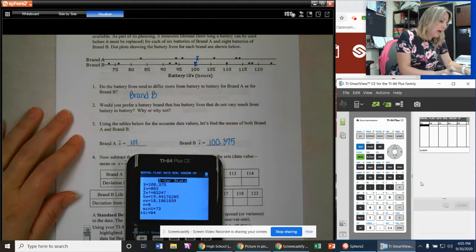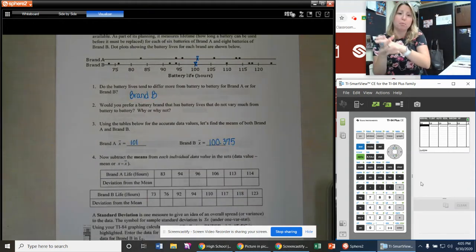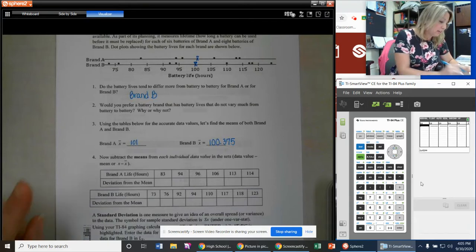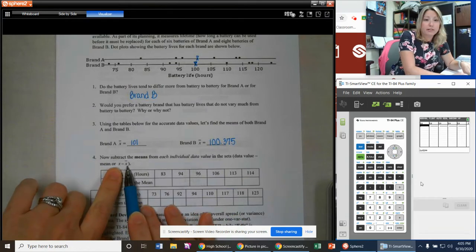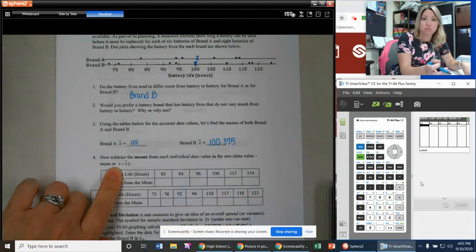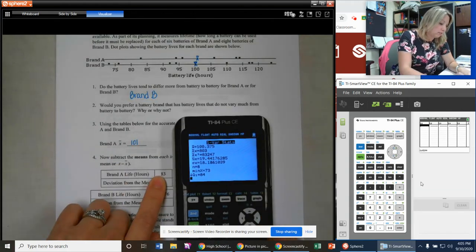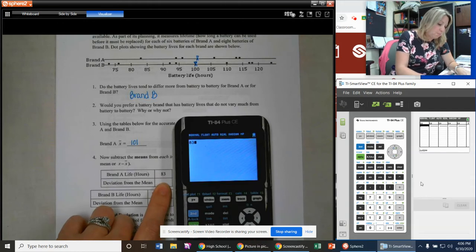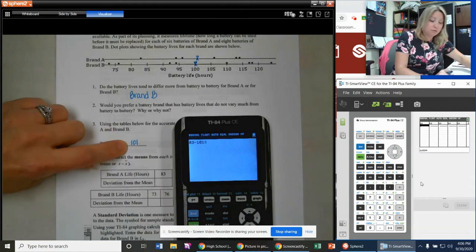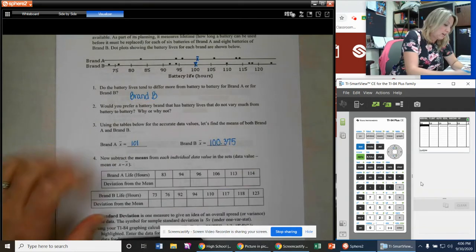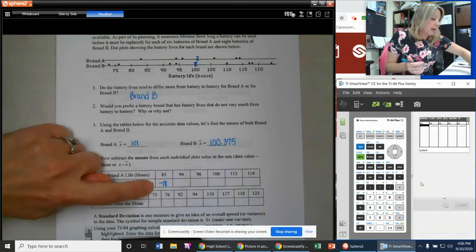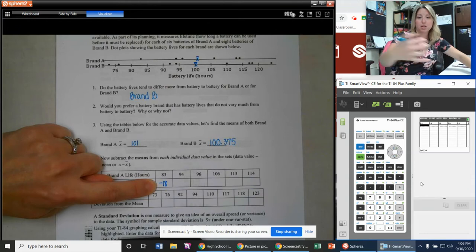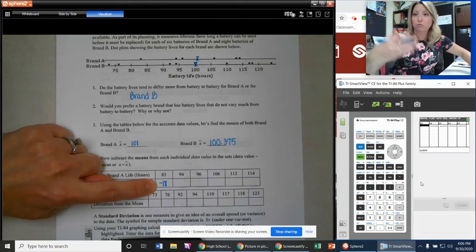Okay? Now, what you do in number 4 is you take the data value, right? And you subtract the mean from it. So you take the data value minus the mean, okay, minus the average. So let's start with brand A. 83 minus 101, because that was the mean for brand A. I get negative 18. That's my deviation away from the mean. So that's how far away from the mean this was. And the fact that it's negative means it's lower than the mean. If I'm going to get higher ones, or excuse me, positive ones, they're higher than the mean.